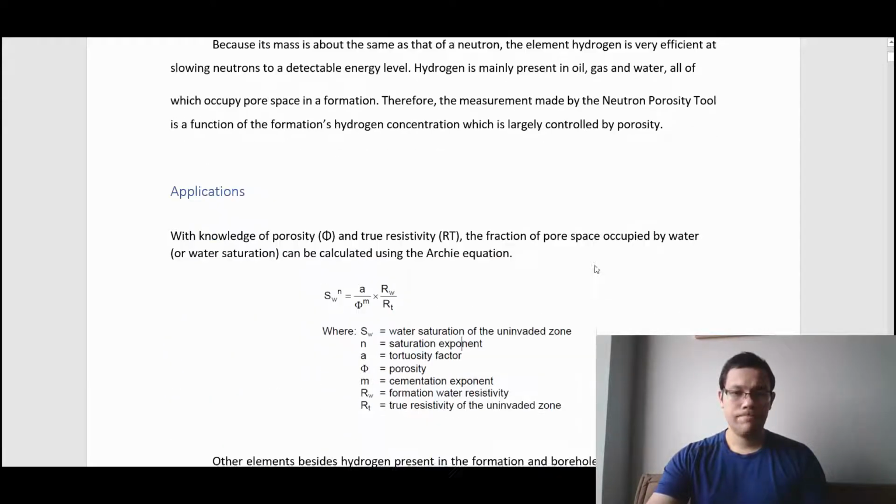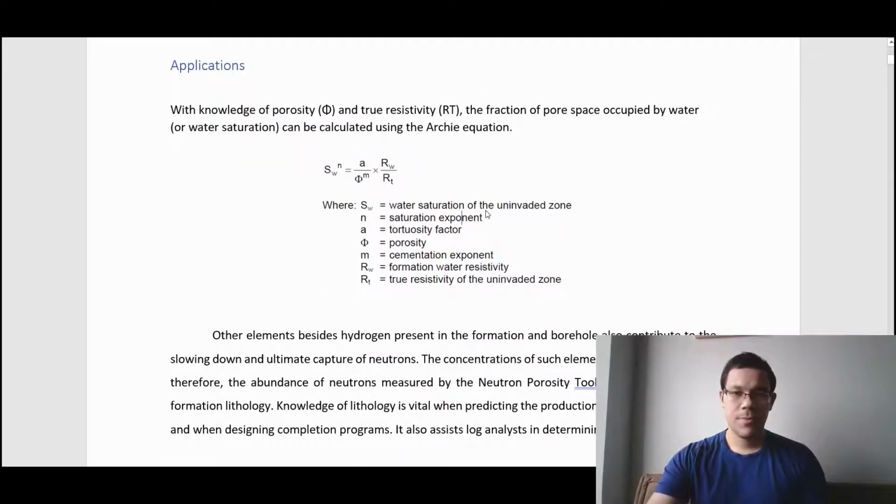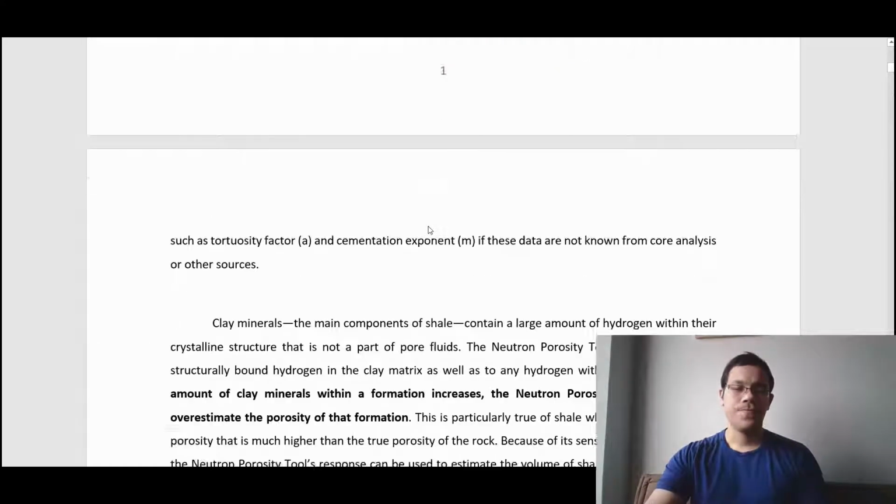First of all, this is just about reminding you why we are running this tool. It is in order to get porosity, and with porosity we will put it into Archie's equation and we'll get water saturation, and after that hydrocarbon saturation.